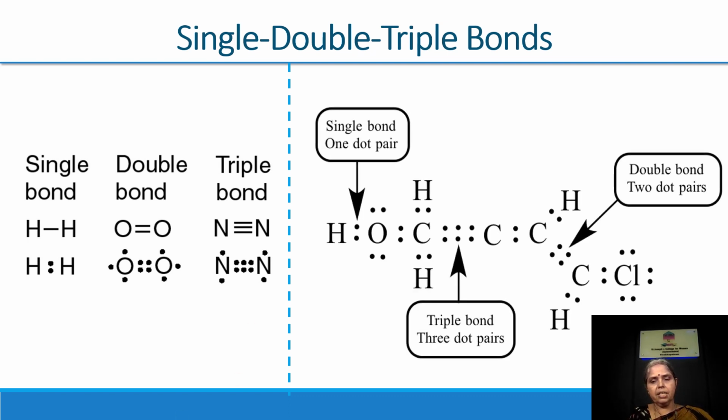You can see here in this particular molecule, between hydrogen and oxygen there is a single bond, hence 1 pair of electrons. Between the 2 carbon atoms you are having a triple bond, hence 3 pairs of dots, and there is a double bond between the 2 carbon atoms here, hence you are having 2 pairs of dots over there. So that is how single, double and triple bonds are depicted in the Lewis structures.